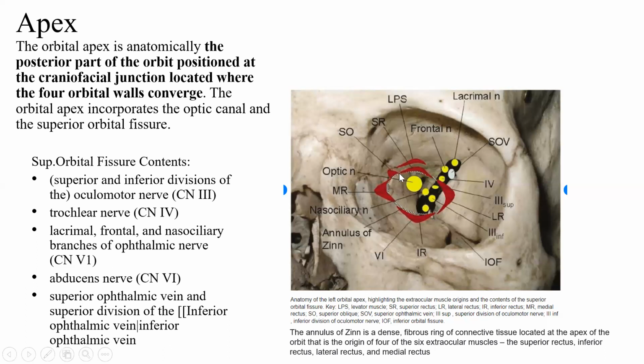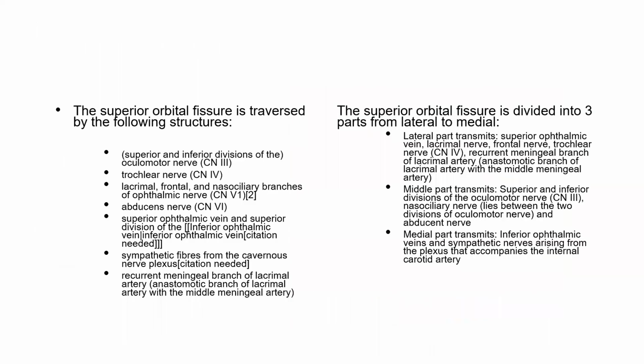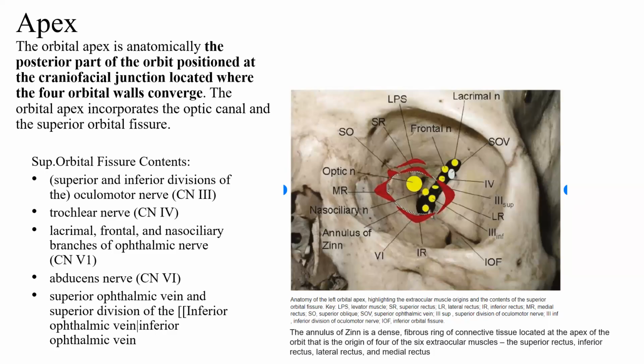And also, I want to show you this annulus of Zinn. Can you see this is a black and white type of ring? The annulus of Zinn is basically a dense fibrous ring of connective tissue located at the apex of the orbit. That is the origin of four of the six extraocular muscles: the superior rectus, the SR, the inferior rectus muscle, IR, the lateral rectus muscle that you can see depicted with LR, and the medial rectus muscle, MR. These are the red markings that show you the extraocular muscles, which originate from the annulus of Zinn, and this is the optic nerve. You can see over here.